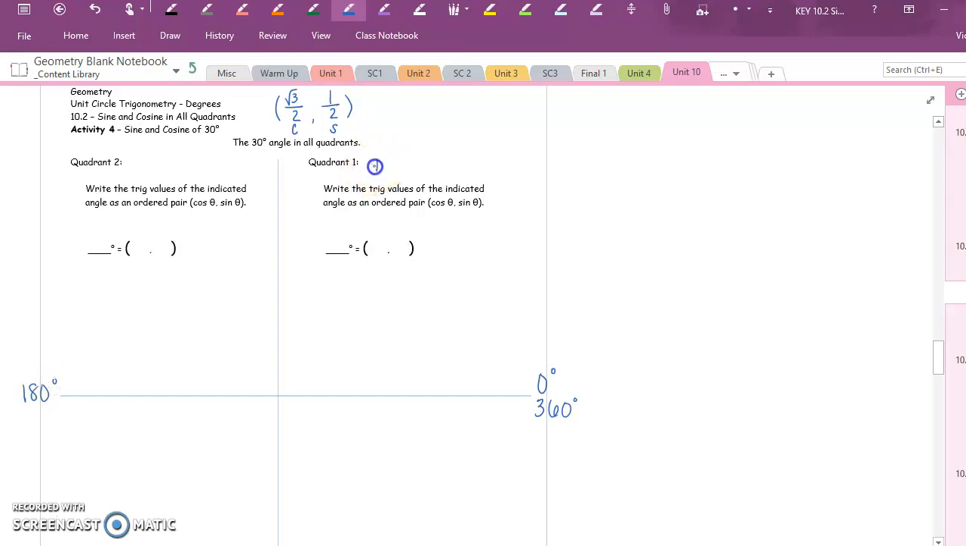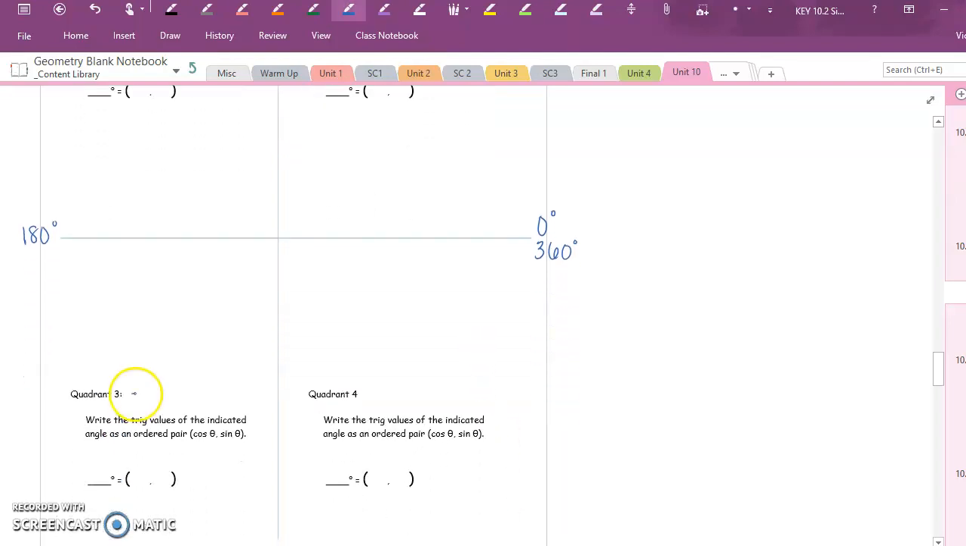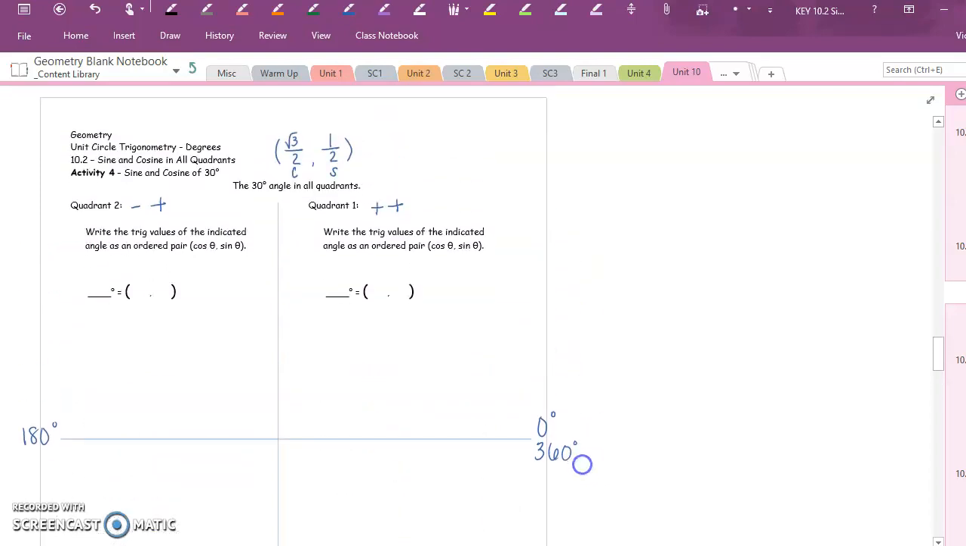We know that in quadrant 1, everything's positive, positive. In quadrant 2, we have negative, positive. In quadrant 3, we have negative, negative. And in quadrant 4, we have positive, negative. Now, just like for 45 degrees, every single angle that references my 30-degree angle will have the ordered pair of root 3 over 2, comma, 1/2. So in this first quadrant, we know that we went up 30 degrees. So we have square root 3 over 2, comma, 1 over 2.